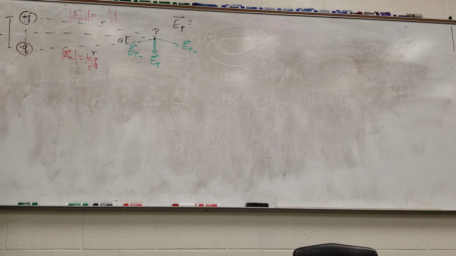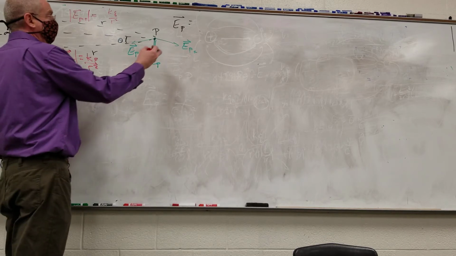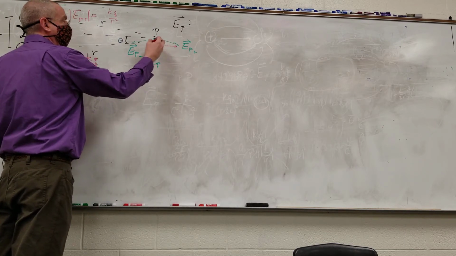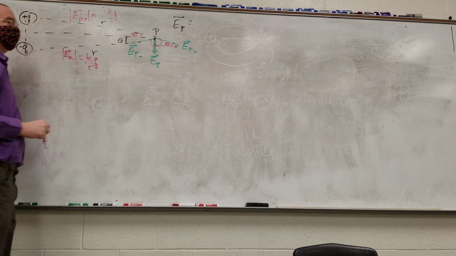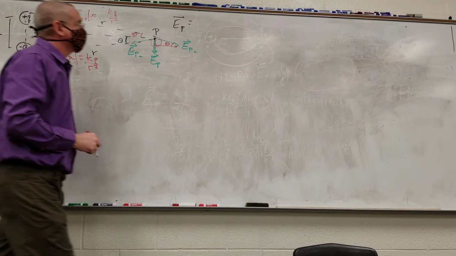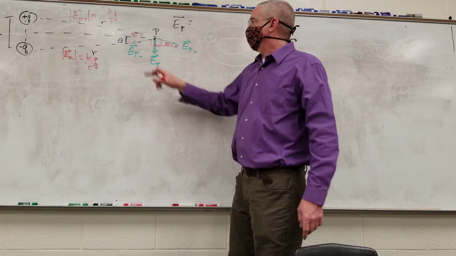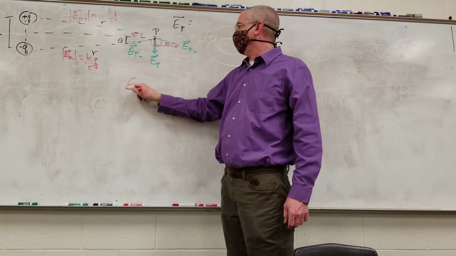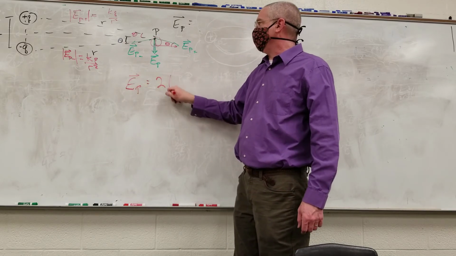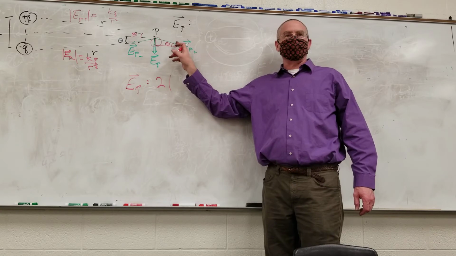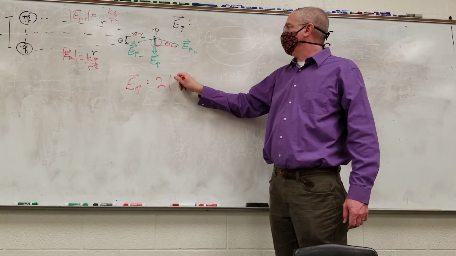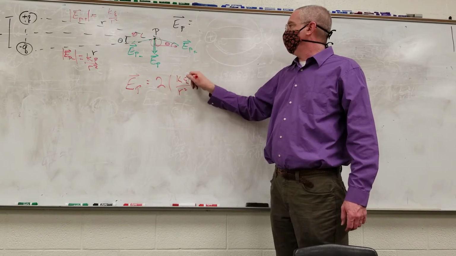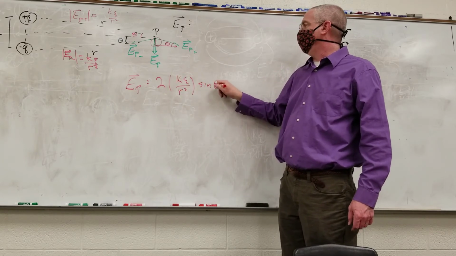Since I only care about the vertical components, all I need is that one right there. This angle right here is theta, because again, symmetry. I'm going to get the same from over there, so my EP total is going to be 2 times, because whatever the vertical component for this is, it's the same as that. 2 times kQ over R squared times the sine of theta.